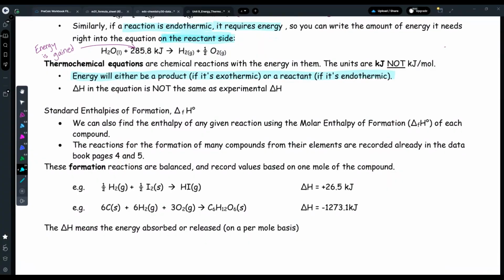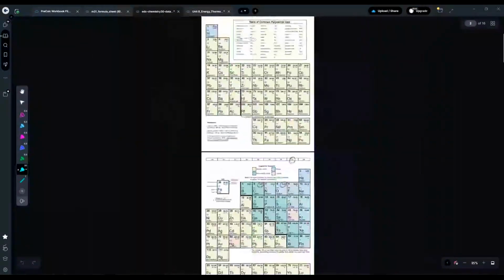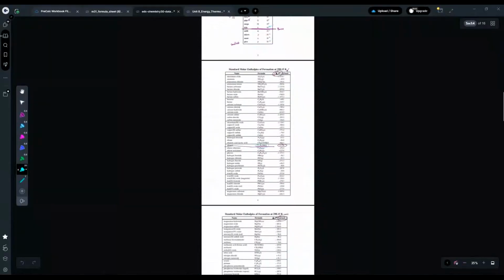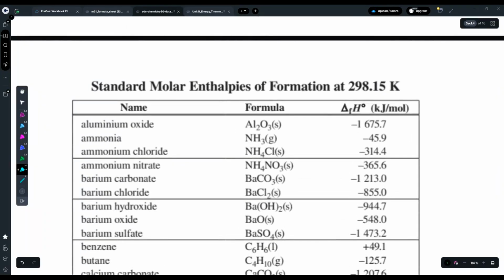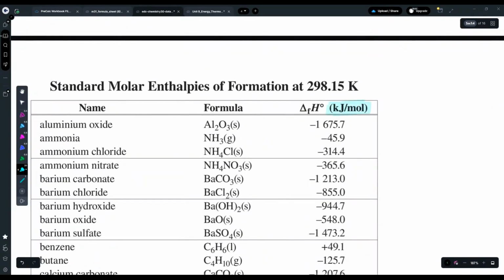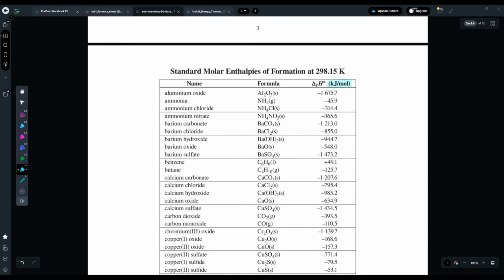All right, standard enthalpies of formation. These can be found on page 4 and 5 of your data booklet. So if we look here, go to page 4 and 5. These are the standard molar enthalpies of formation. Here we're given the units that all of these are in. They're all in kilojoules per mole. And all of these are just the molar enthalpies of formation.